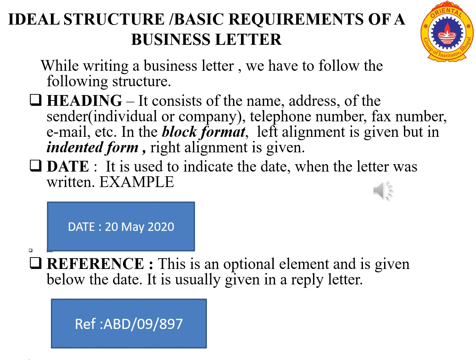Then comes the date or the date line. It is used to indicate the date when the letter was written. For example, I have given you here the style of writing, that is 20 May 2020, whatever it is. So you have to follow this format. Then comes the reference. This is usually an optional element and may be placed below the date line. It serves to identify either the department or its sections from which the letter is being sent, and it is usually given in a reply letter. So this is heading, date and reference.